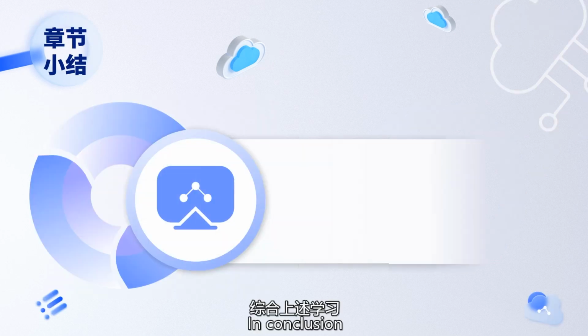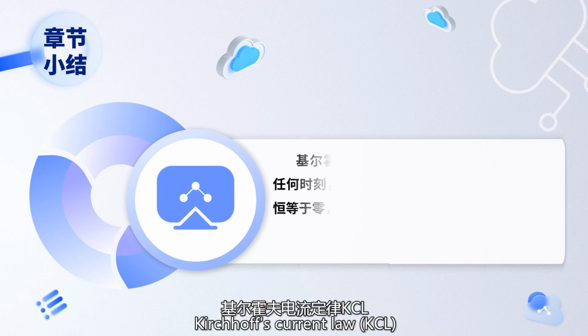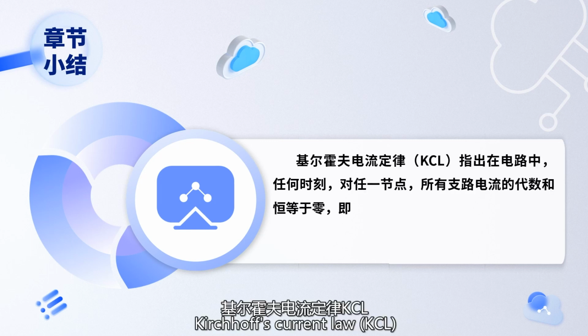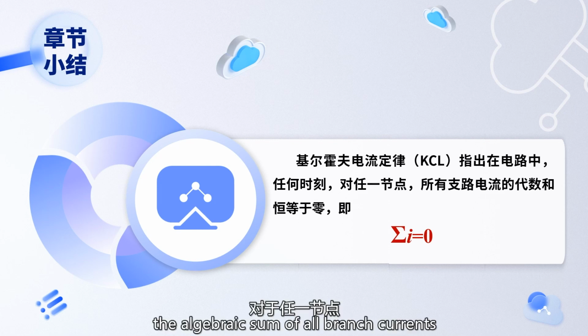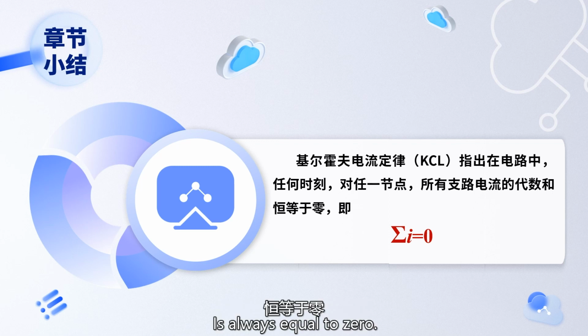In conclusion, we know that Kirchhoff's current law, KCL, points out that in a circuit, at any moment, the algebraic sum of all branch currents for any node is always equal to 0.